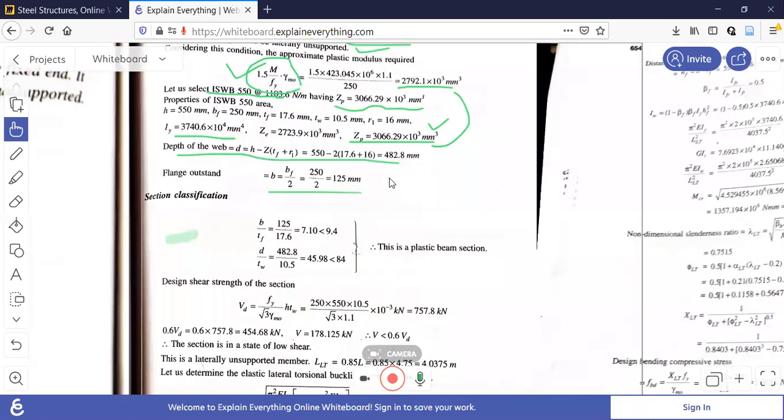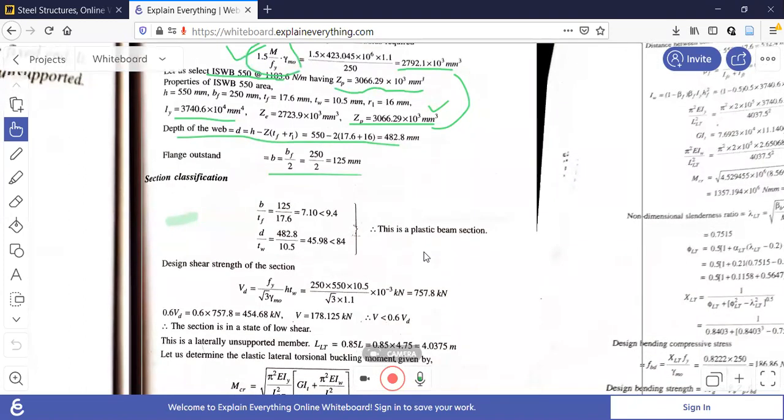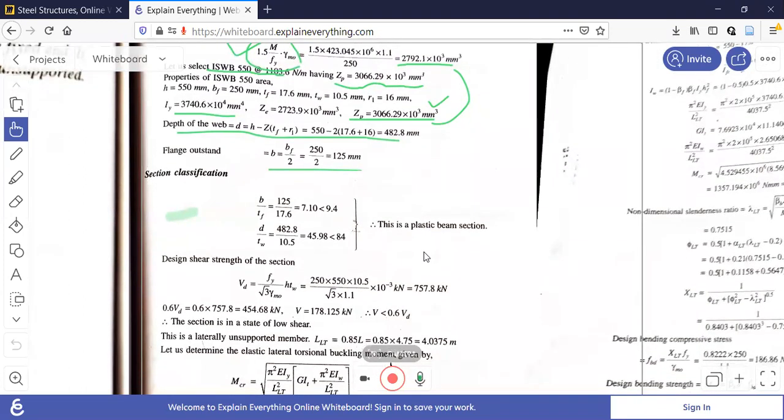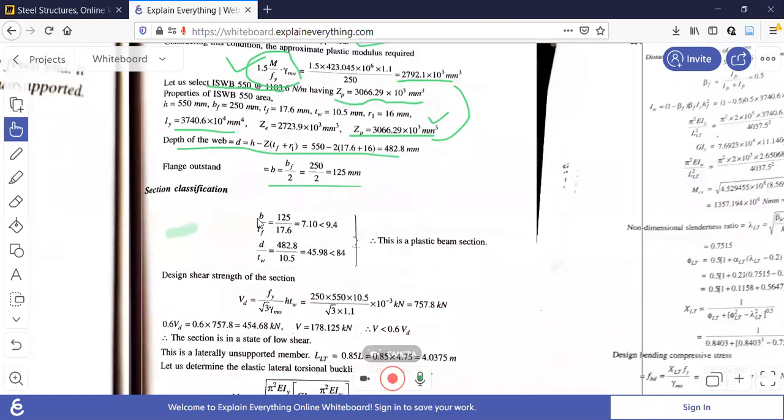Now next is section classification, as we have done, whether the section is compact or plastic. So this section classification is based on b and d, which are to be calculated. So in the steel table, you have to understand one thing. This will not be there. You have to calculate it. This will not be there. You have to calculate. Now this is a plastic section. Okay.